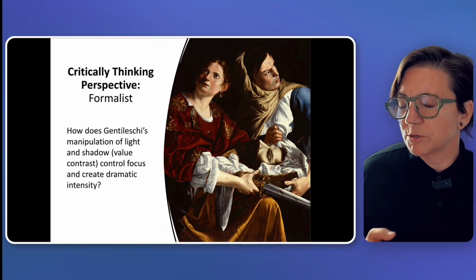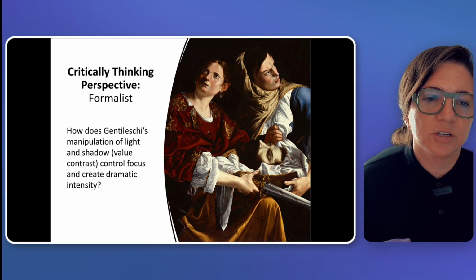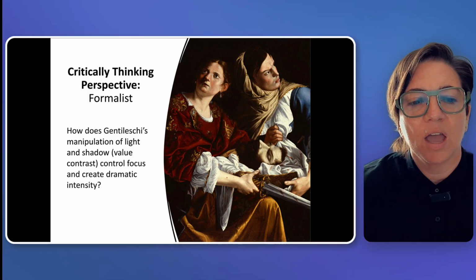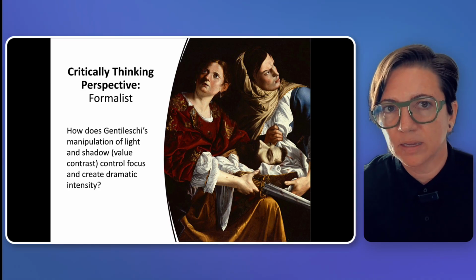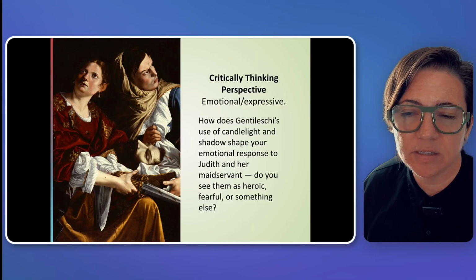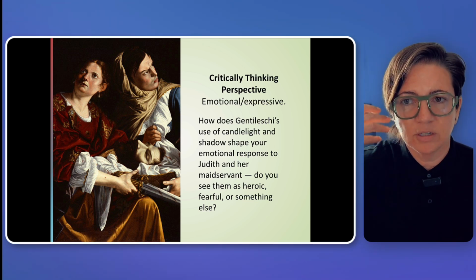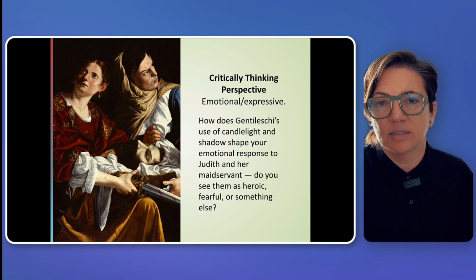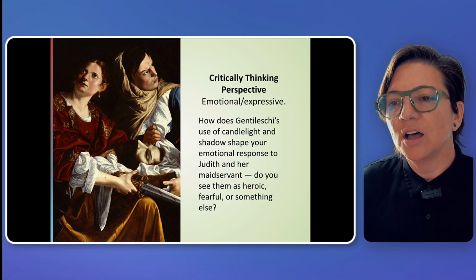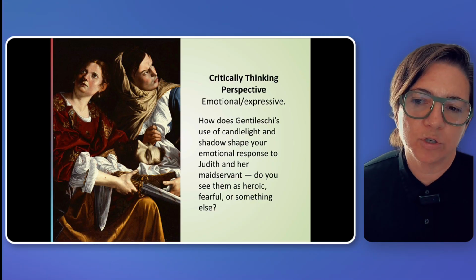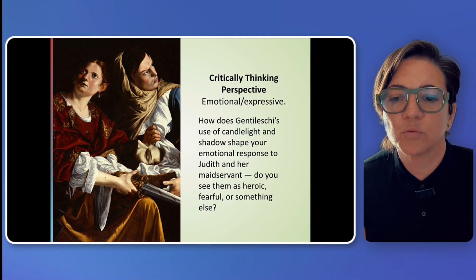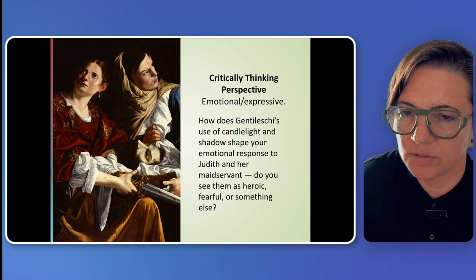In the formalist perspective for Gentileschi, we would ask, how does Gentileschi's manipulation of light and shadow and value control the focus and the dramatic intensity? If we were to change that to a more emotional, expressive critical thinking question, the perspective would get us to ask, how does Gentileschi's use of candlelight and shadow shape your emotional response to Judith and her maidservant? Do you see them as heroic, fearful, or something else?